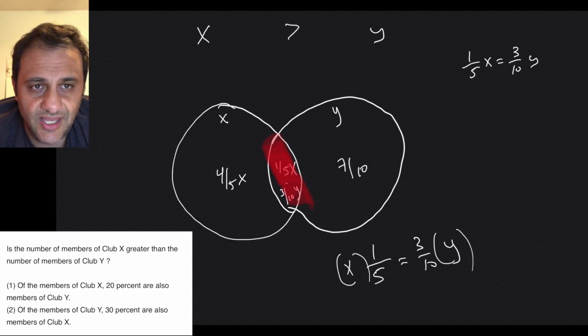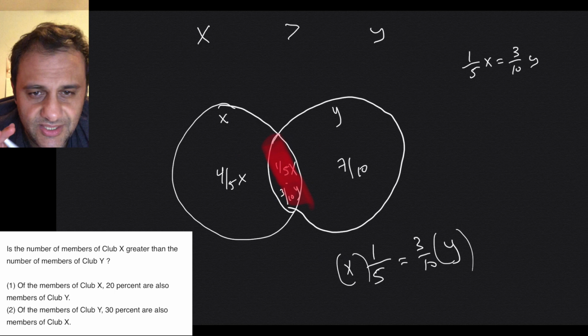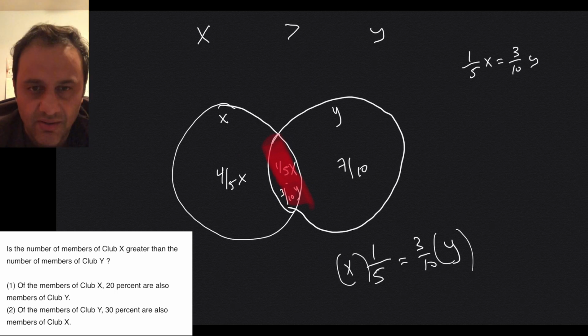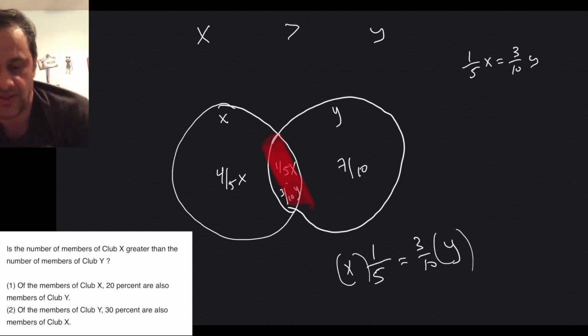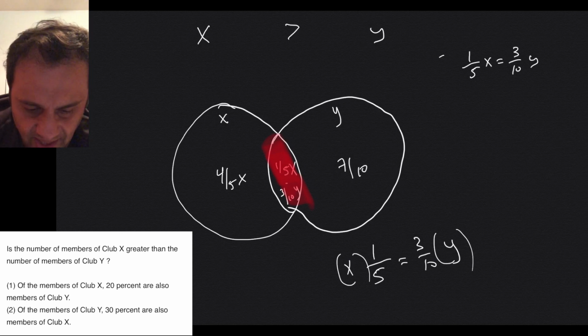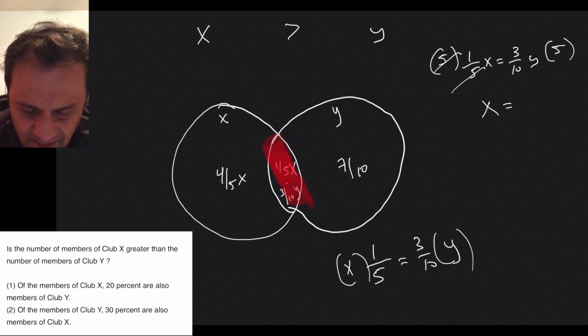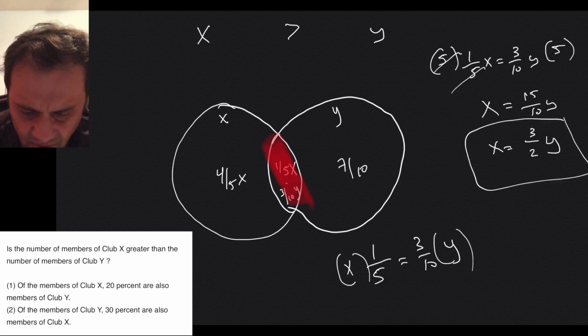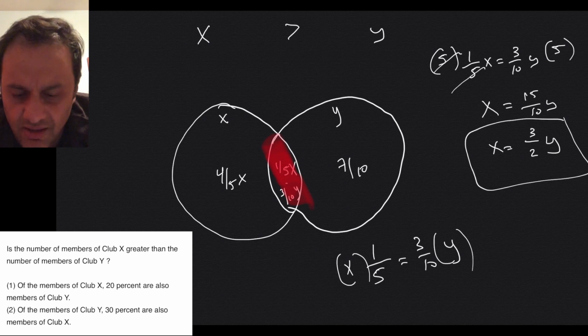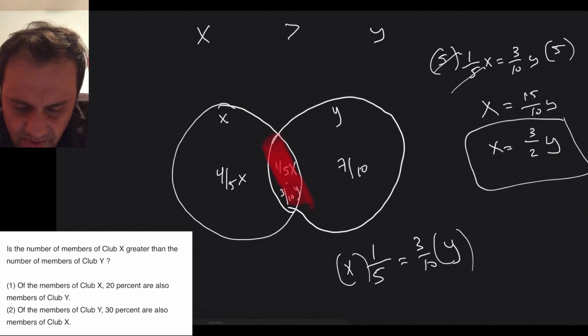But the question is just asking if X is bigger than Y. We don't need to know the exact number. So let's just see what the relationship is between X and Y. The way I like to do this is, let's just say 1X. What does 1X equal? If you multiply 5 to each side, these guys cancel out. So you get 1X, which is X, equals 15/10 Y, which can simplify, because 5 goes into 15 3 times and 5 goes into 10 2 times. So we get X equals 3/2 Y.